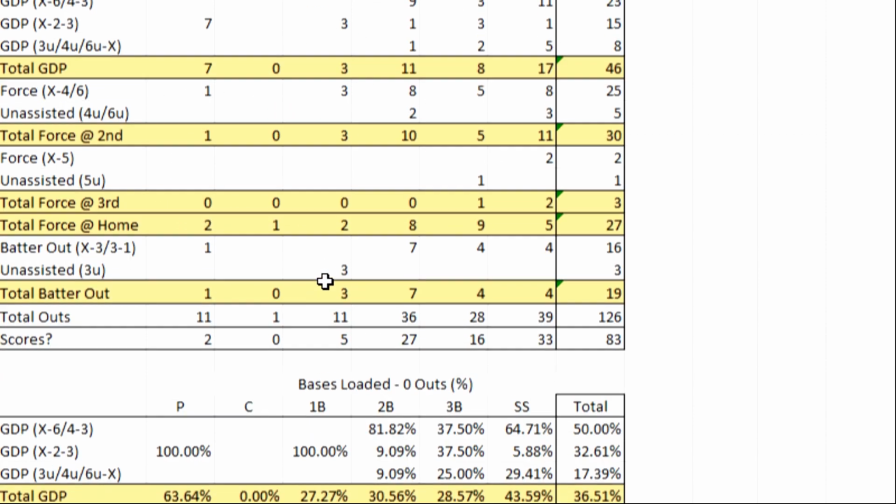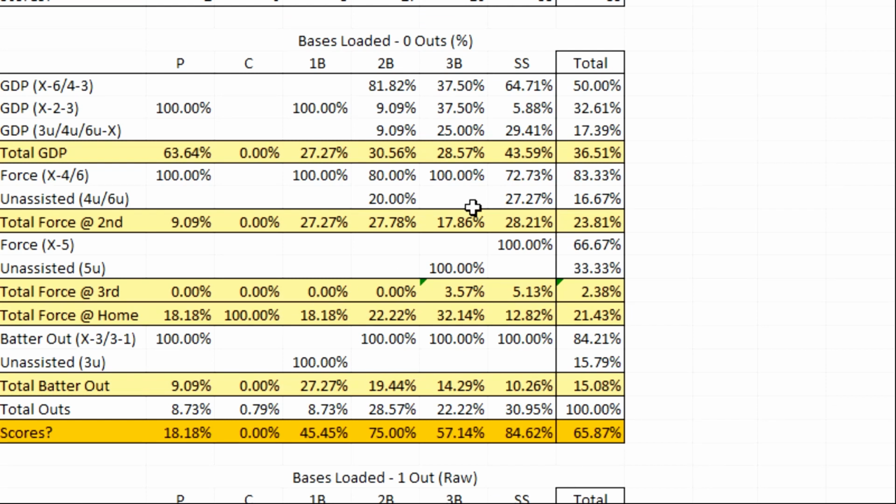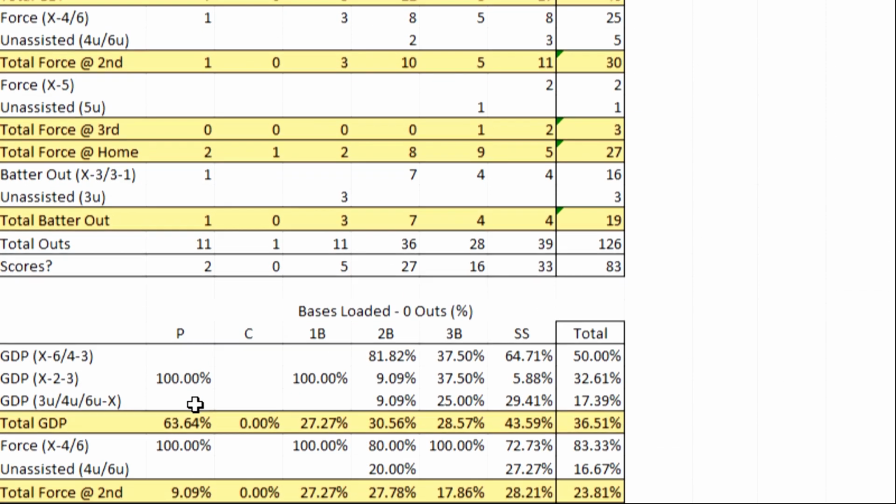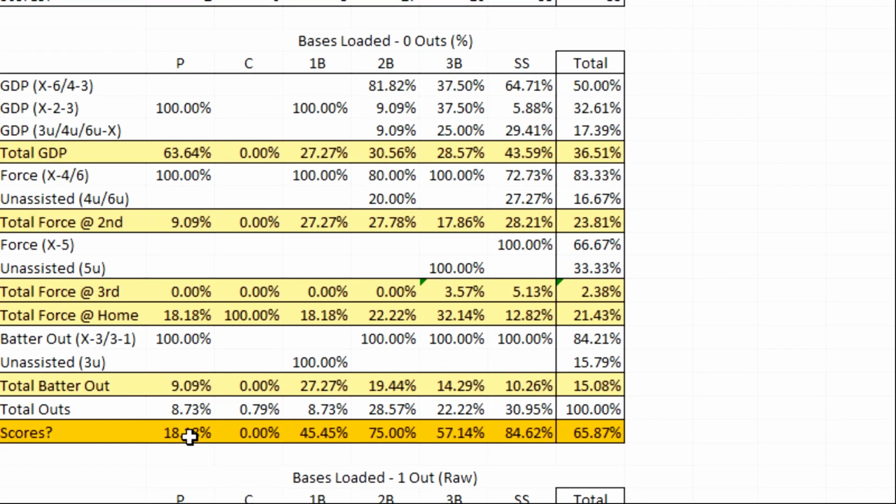So I have the raw numbers here, and then I also have, if I scroll down a little bit, the percentages. So if we look at balls hit back to the pitcher, for example, there were only 11 total grounders back to the pitcher, 2 of which scored. So 2 of those 11 scored. Most of the time, actually 2/3 of the time, the pitcher was doing a home to first double play on balls hit back to the pitcher with the bases loaded and no outs, which makes sense because he's the closest one there to the plate to get that lead runner. So 2/3 of the time, that's what's going on.